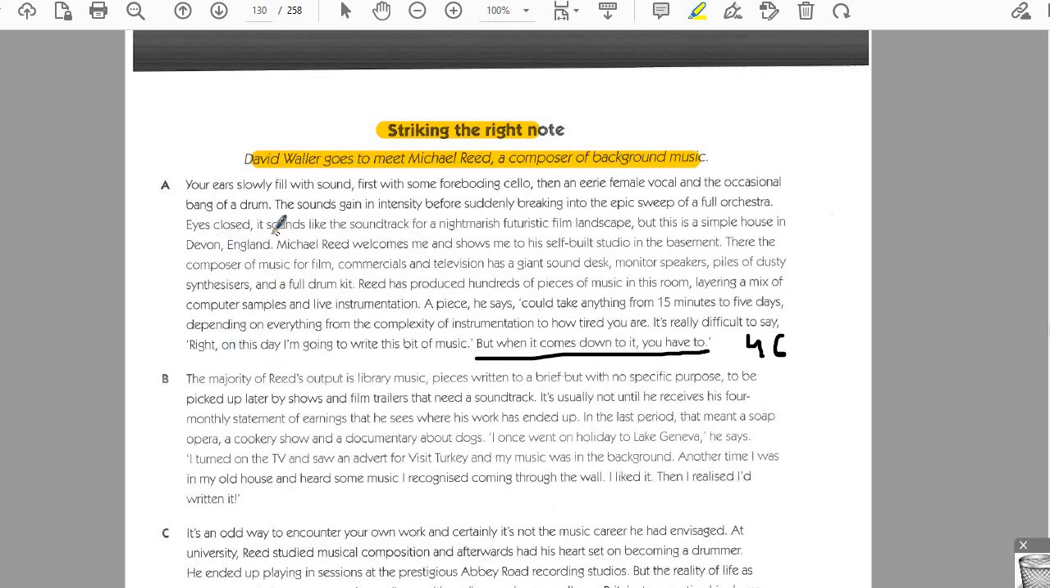And then the other part is, it sounds like blah blah blah blah, but it isn't. So this 48, which says some music which gives the listener a false impression. It gives you the impression of being a nightmarish futuristic film landscape, but it's just a house. Okay, and how much time and the factors depending on the complexity and how tired you are. Okay, so there are different factors. That is 52. The factors which affect how long Michael needs to compose the music.